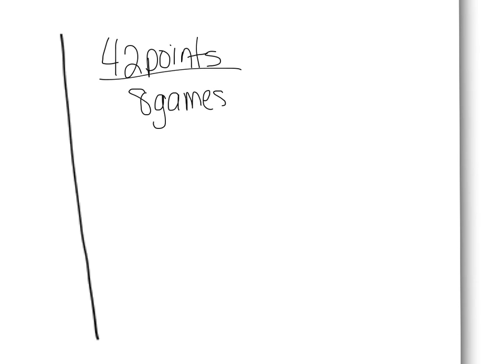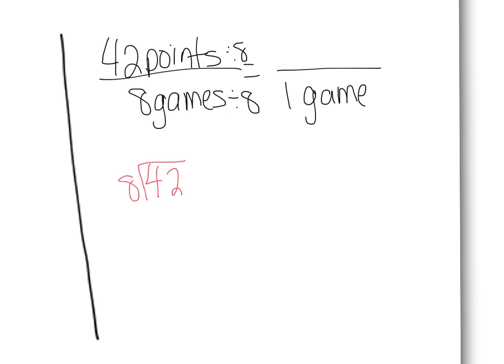Okay, and last one in this section. Let's look at 42 points per 8 games. So for my unit rate, I want to know how many points in 1 game. So I'm going to divide my numerator and my denominator by 8. Now in this one, 8 doesn't go into 42 evenly. So what I'm going to do is take 42 and divide it by 8, and I'm going to turn it into a mixed number.